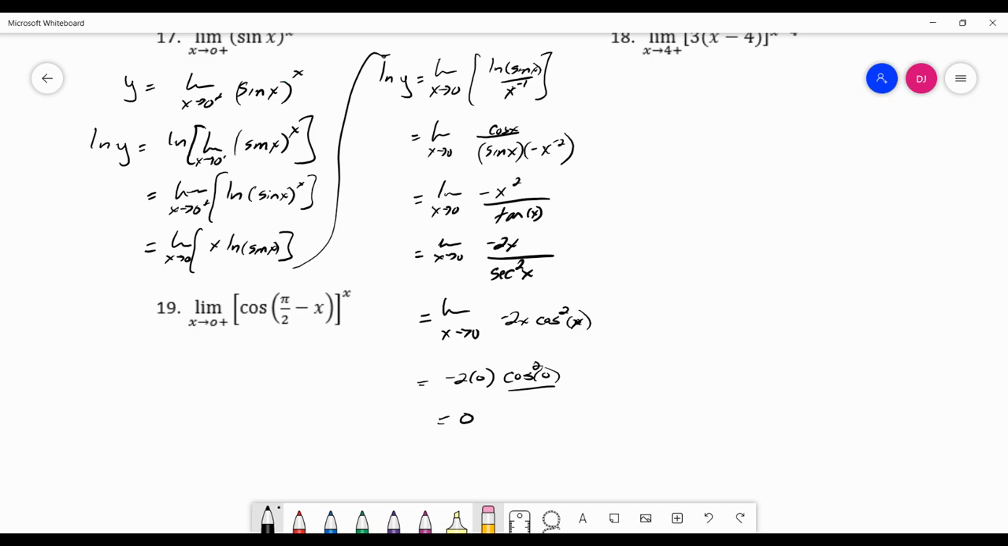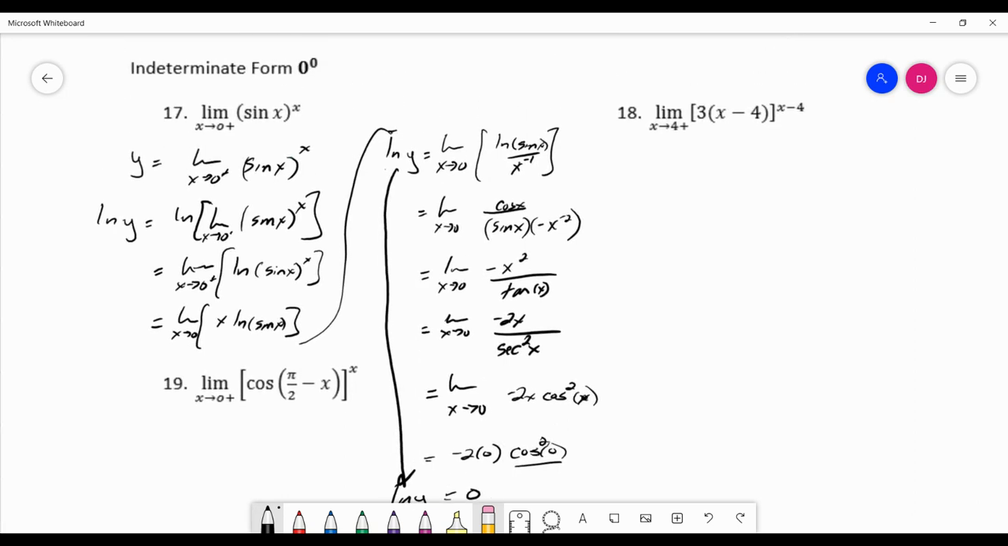Now don't forget, that's the natural log of y, which equals 0. So if the natural log of y is approaching 0, that means that y is approaching e to the 0, or 1. So all of that to say that this limit here is 1. It's a lot of work to get to the 1, but that's the work that it takes.